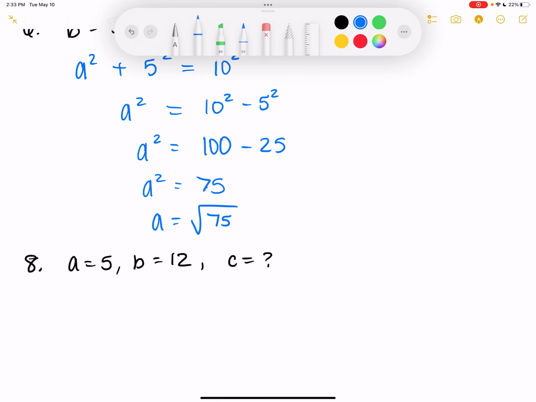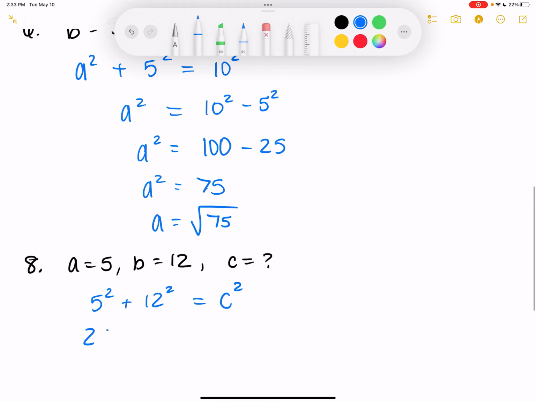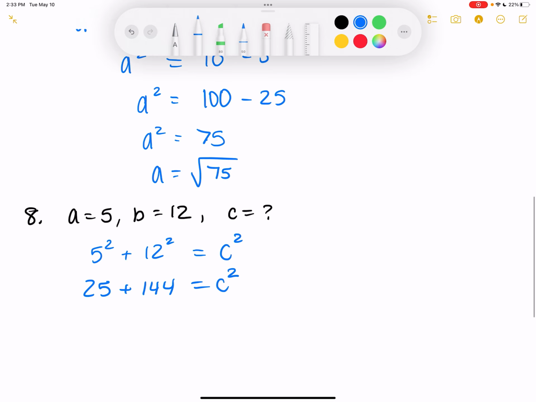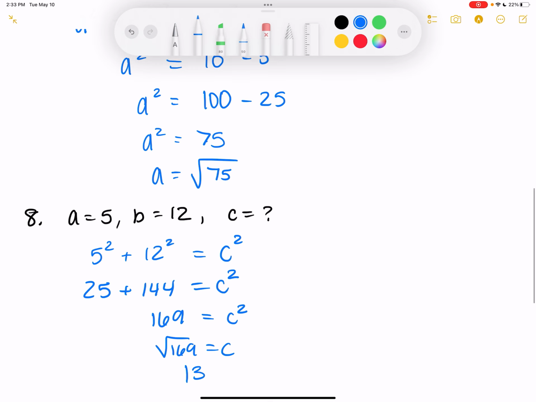So a squared, which is 5 squared, plus b squared, which is 12 squared, equals c squared. So 25 plus 144. So now you would add that, so it would be 169 equals c squared, which would be the square root of 169 equals c. Which is what? It's a perfect square. You said 13.